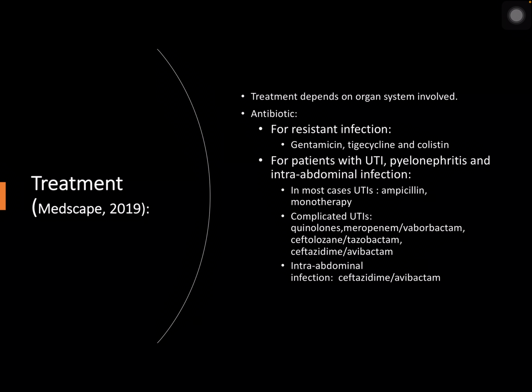Meropenem and vaborbactam is a carbapenem and beta-lactamase inhibitor, which works by inhibiting the production of enzymes that block carbapenem antibiotics. I'm so sorry, my pronunciation for antibiotics is really bad.